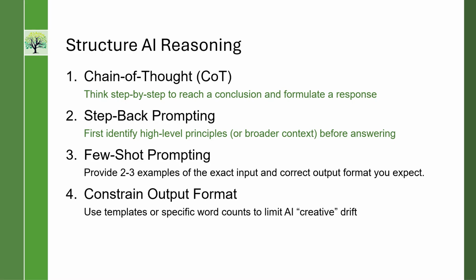I do that when I'm doing my images, as I mentioned. I upload several images, say, I want something that's kind of in this format, but I don't want these images. I want my image to have this and this and this. So I gave it some examples in that case. Constrain output. Use templates or specific word counts. So I want this narrative in less than 500 words. Otherwise, it'll just ramble forever. It doesn't like a blank page.